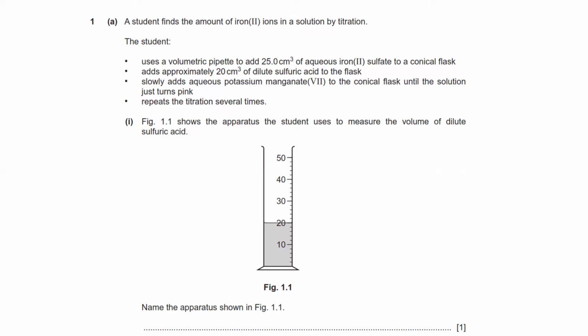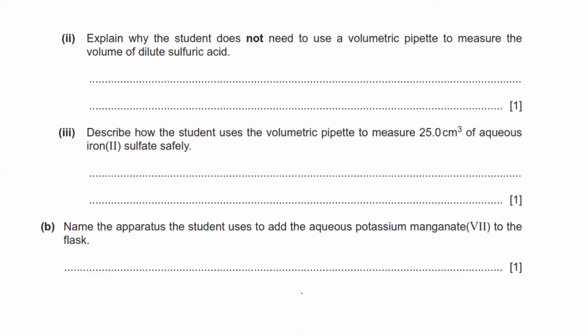Part 1, figure 1.1 shows the apparatus the student uses to measure the volume of the dilute sulfuric acid. Name the apparatus shown in figure 1.1. So this apparatus is a measuring cylinder. Measuring cylinder.